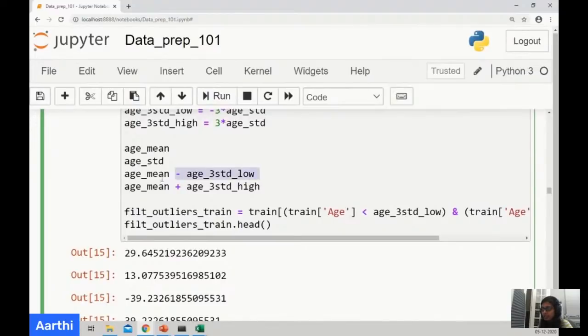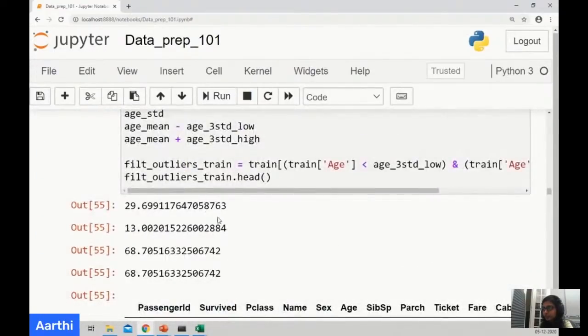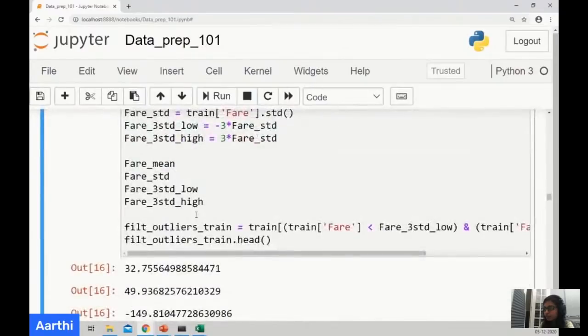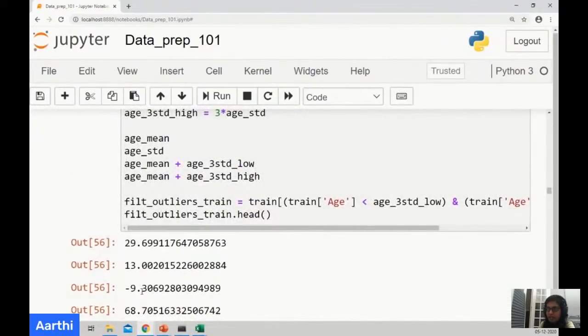So I'm deducting 3 standard deviations from the mean and adding 3 standard deviations to the mean. So -9 to 68.7, right?